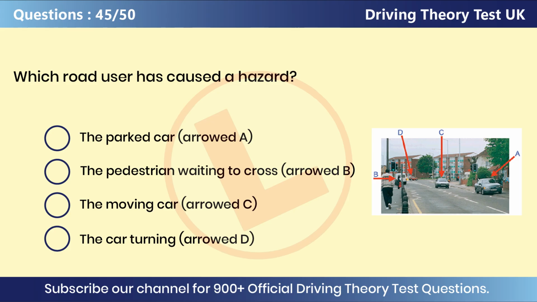Question 45. Which road user has caused a hazard? A. The parked car, arrowed A. B. The pedestrian waiting to cross, arrowed B. C. The moving car, arrowed C. D. The car turning, arrowed D. A. The parked car, arrowed A.